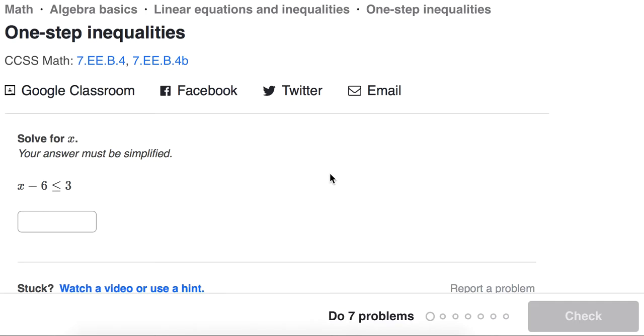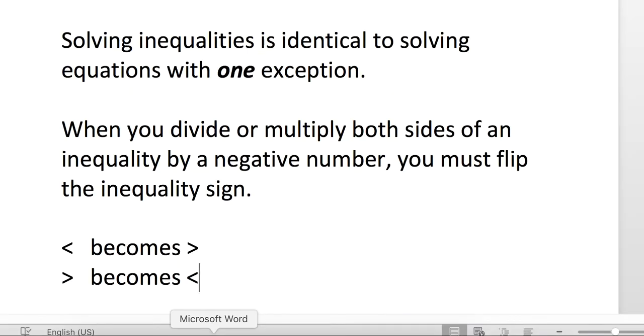In this video, we're going to look at solving one-step inequalities on Khan Academy. So solving inequalities is identical to solving equations with one exception. When you divide or multiply both sides of an inequality by a negative number, you must flip the inequality sign.